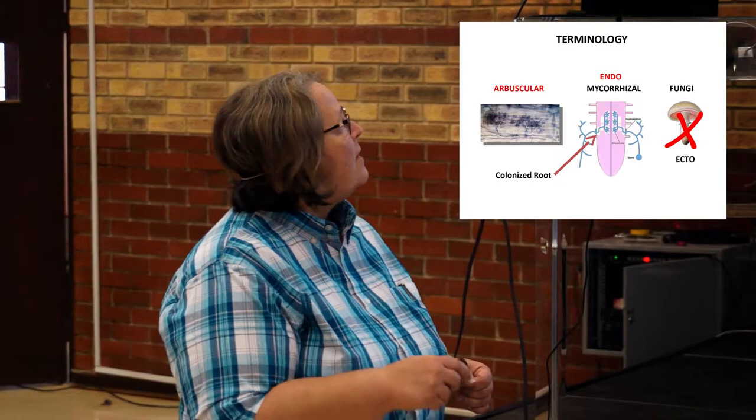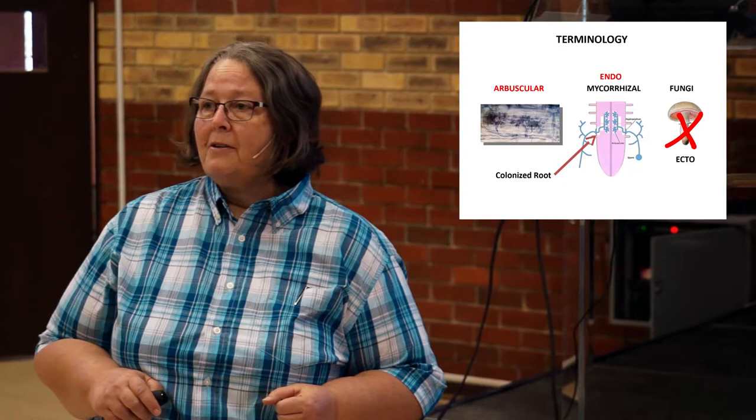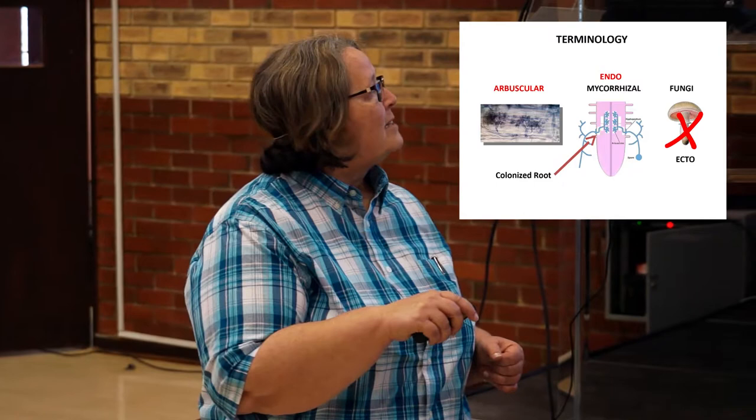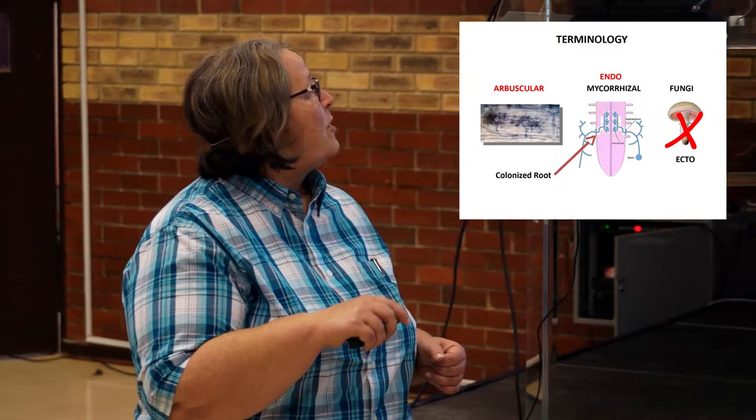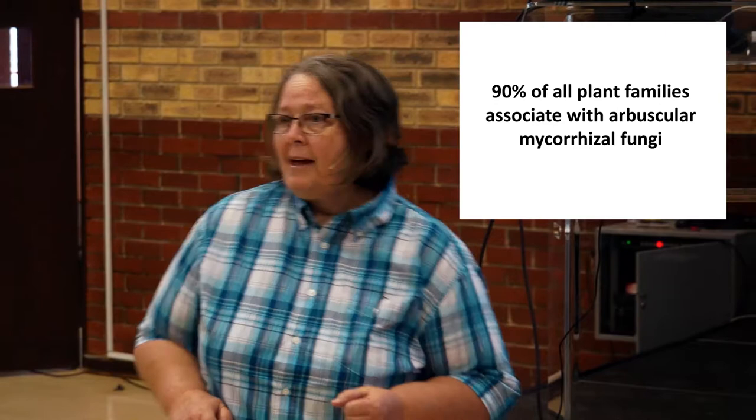Another type of mycorrhizal fungi are the ectomycorrhizae. They're not the same, and they aren't going to really colonize your crop plants, for the most part, unless you're an orchid grower or grow pine trees, then you'll have ectomycorrhizae. Ectomycorrhizae form a mushroom. The arbuscular mycorrhizae are endo, and they never form any kind of visible structure. They can only be seen under the microscope. So that's how you know your mycorrhiza. 90% of all plant families form this association, and that's most of our crops. All the cereal grains are mycorrhizal plants.